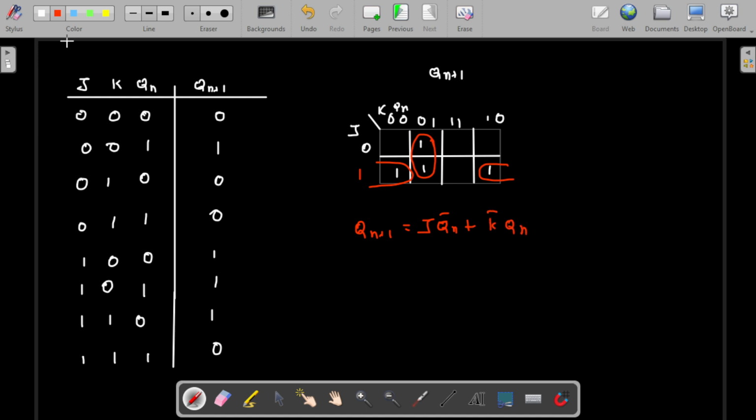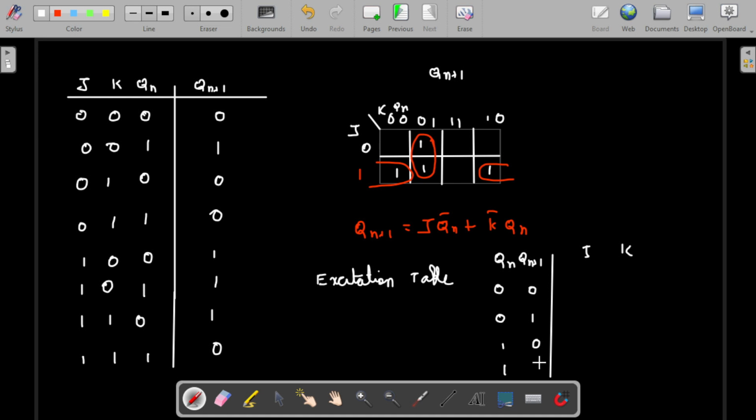So how the excitation table will come is that we will be taking the key parameters, right? How the state transition is happening. So Qn, Qn plus 1, J, K. So 0 0, 0 1, 1 0, 1 1. If it is 0 and the next state is 0, then the possibilities are 0 0 and 0 1. So there are 2 cases, right? So 0 0 and 0 1. Then what is the state? J is always 0, but K can be X.